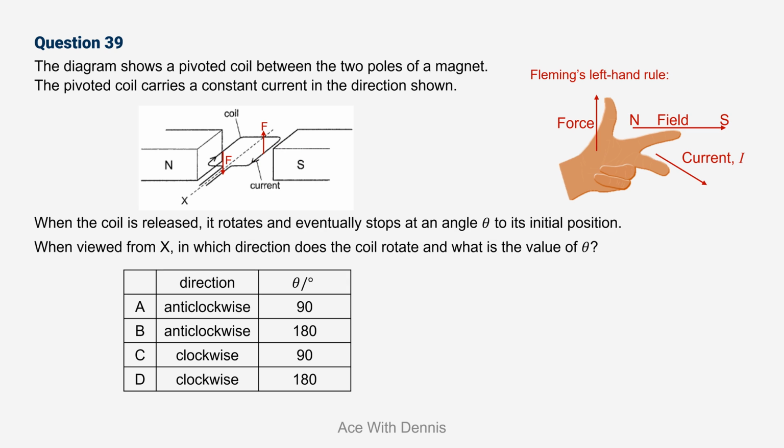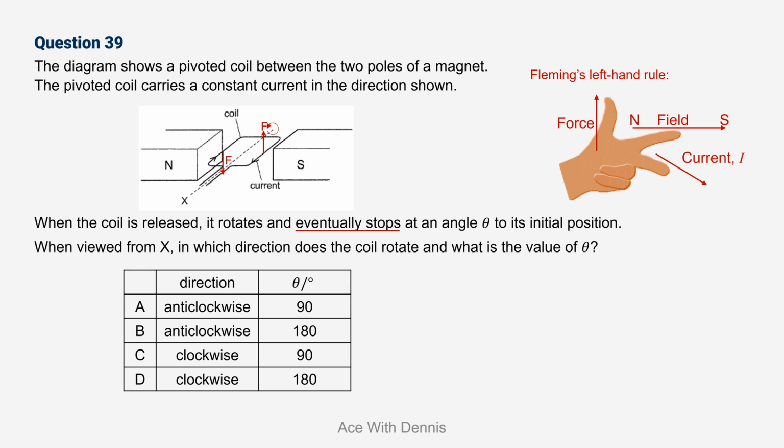Alright, so from here you can see that the left side or the left arm of the coil is going down, and the right arm of the coil is going up. So it will rotate in this direction, which is anti-clockwise direction.